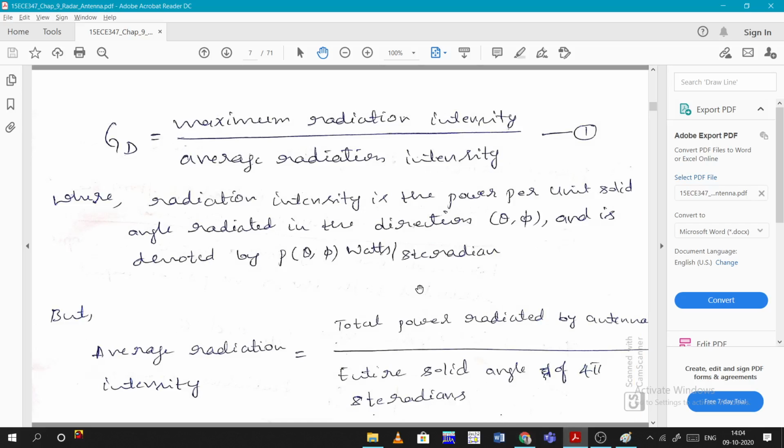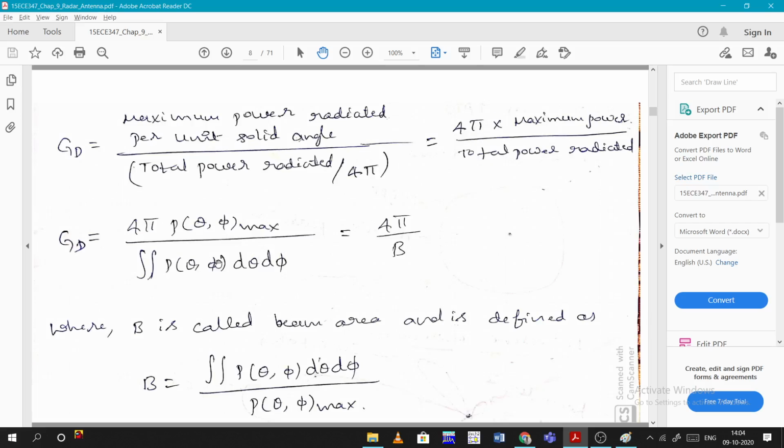So that is the angle of 4 pi steradians. Now we substitute all of those in this GD equation and we get 4 pi times the maximum power divided by the total power radiated. Maximum power is the value at which the function P of theta comma phi is maximum. To find the total power, we just integrate this power function P of theta comma phi with d theta and d phi, and we get the total power radiated.